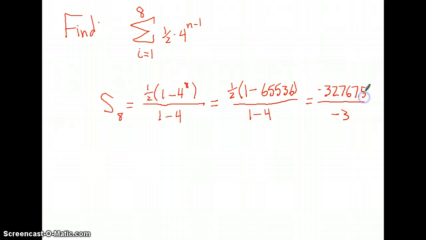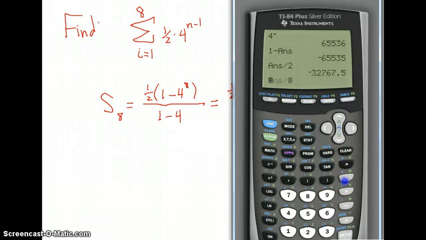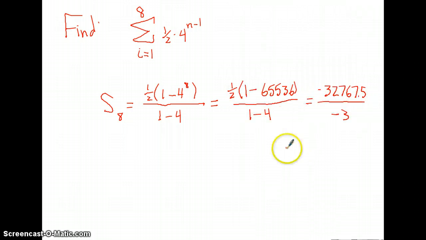And if I want to divide that by 3, that's not going to be pretty. Divided by negative 3. And I get 10,922.5. Now it's not that weird that we're getting a half here. I mean, we're taking half times 4 to some power.